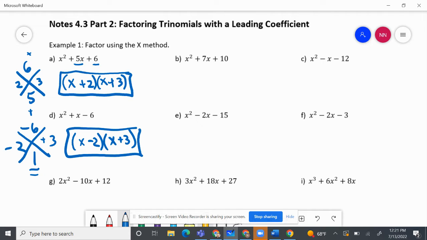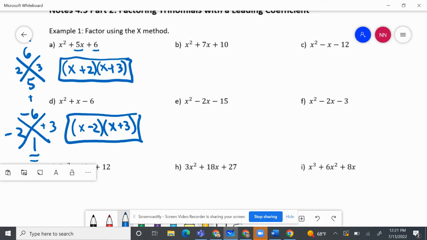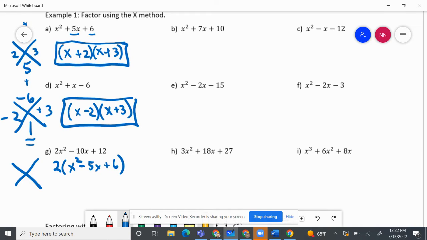And then for letter G, first what we had to do was find the GCF. And so we factored out a 2, and we got x squared minus 5x plus 6. And we looked for two numbers that multiplied together gave us 6 and added up to -5, and that would be -2 and -3. So what we have is x minus 2 and x minus 3.